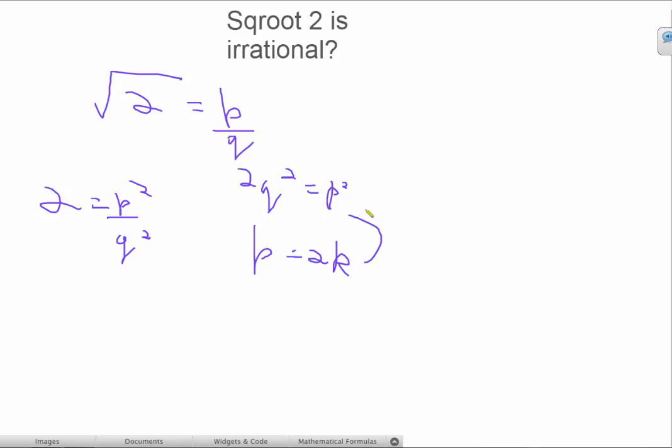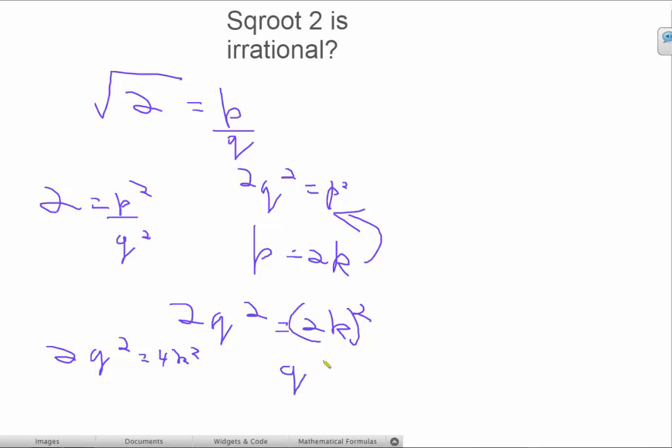And now if we substitute that back in, we end up getting 2q squared is equal to (2k) squared. And so we can say 2q squared is equal to 4k squared. And now we again end up getting q squared is equal to 2k squared. And so again we can see that q squared is also even because we have a 2 on the right hand side. And so q is also even, which means it can be written as 2 times i, where i is just another integer, not the complex root.